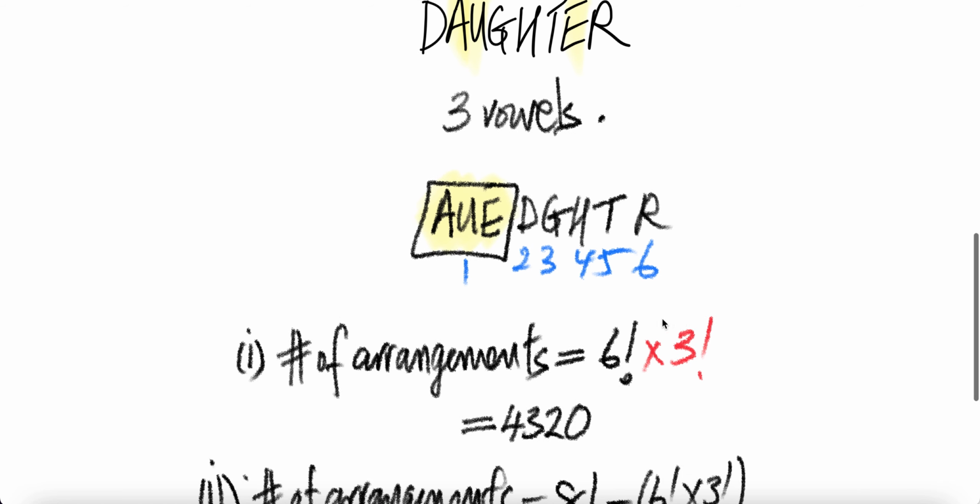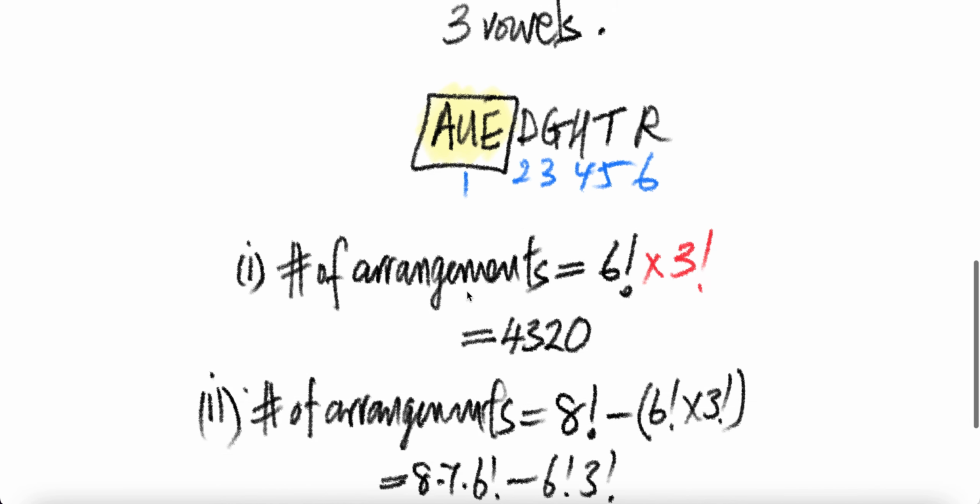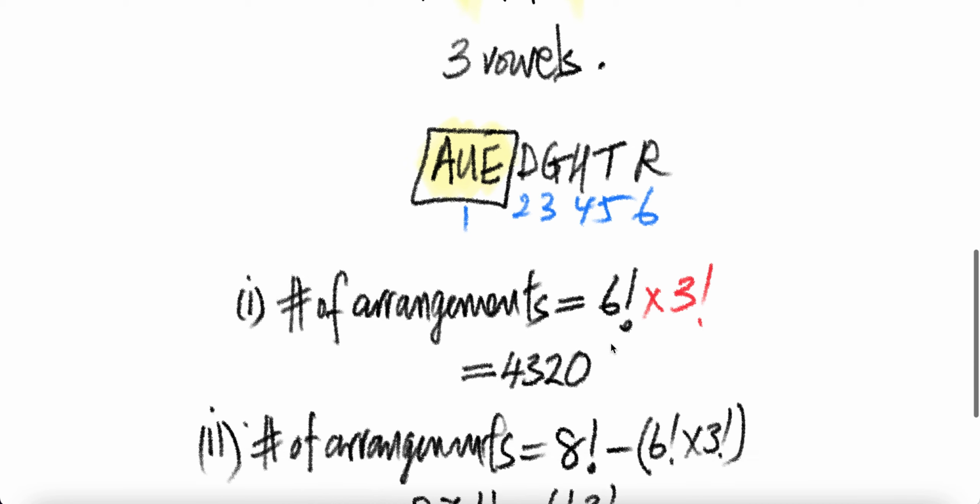Okay? Now, given that, if you have 6 characters or 6 symbols, the number of arrangements will be 6 factorial. Correct. When we move this around, you get 6 factorial. But within itself, it can also move. You can have AUE, AEU, EUA, and so on. So there are 3 factorial arrangements inside here. So the total number of arrangements will be 6 factorial times 3 factorial, you get 4320.